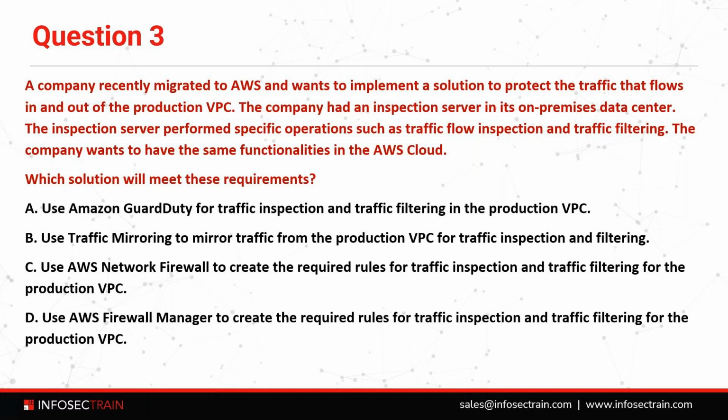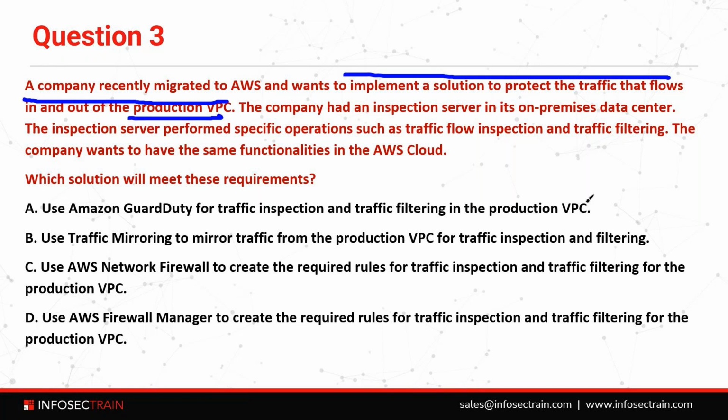The question says that a company recently migrated to AWS and wants to implement a solution to protect the traffic that flows in and out of the production VPC. Very important thing. Through a diagram, I want to explain what's actually happening with the question part. It says: implement a solution to protect the traffic that flows in and out of the production VPC.